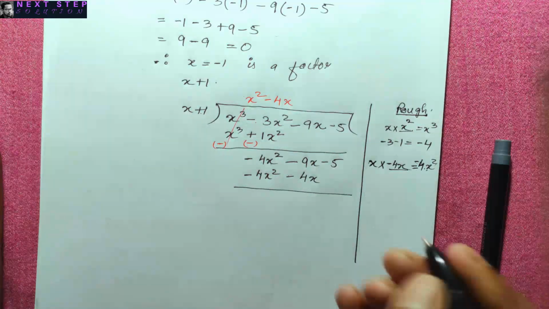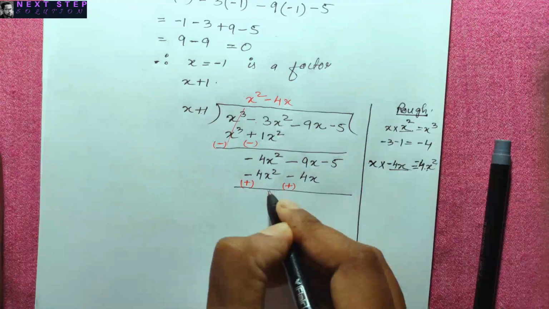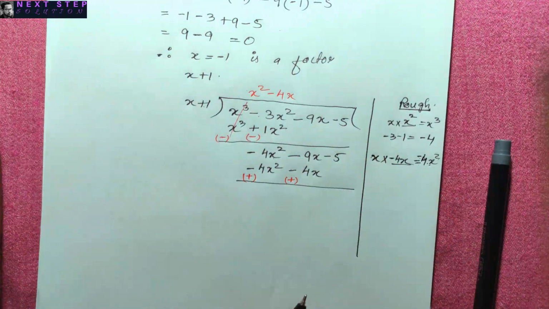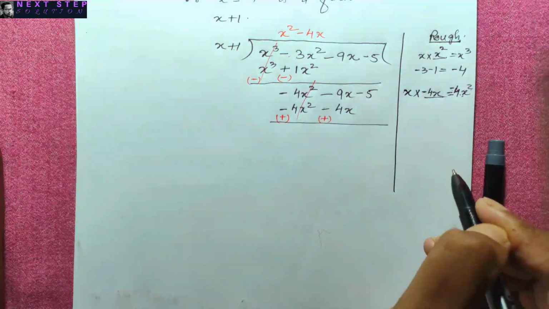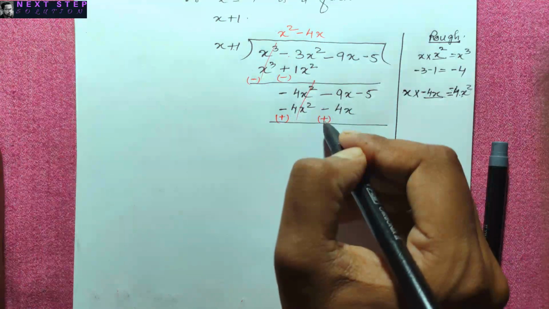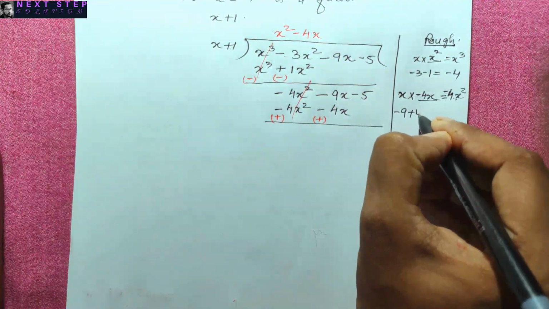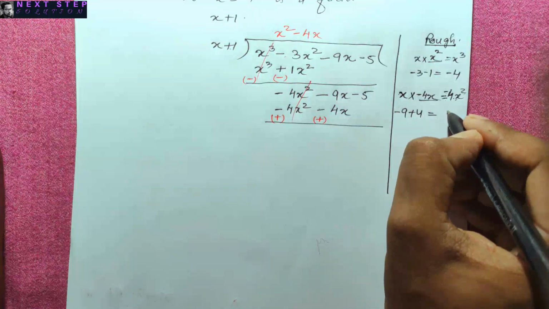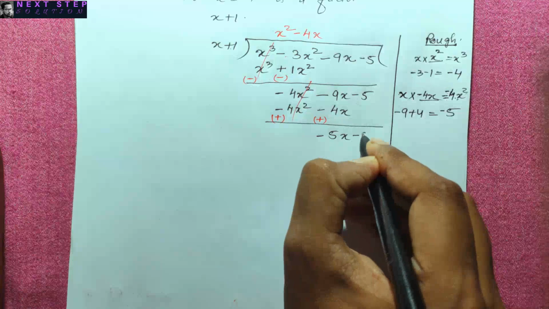Now we change the sign. Negative becomes positive and negative becomes positive. Remember, when we subtract, all the signs change. Now we have 4x square minus 4x square becomes 0. Minus 9 and plus 4 will give you 5. The greater number's sign is minus. So we have minus 5x and minus 5.